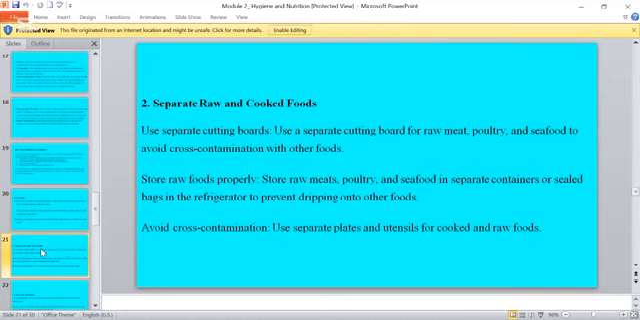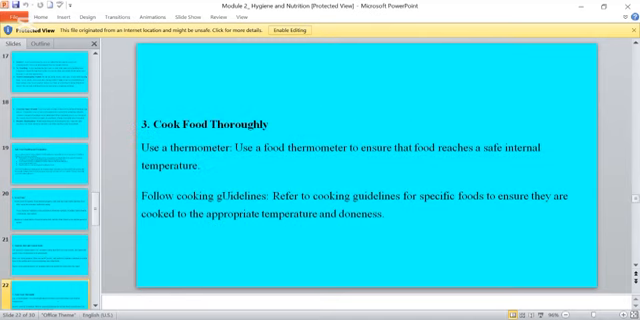You should also separate raw and cooked foods by using separate cutting boards. Use a separate cutting board for raw meat, poultry, and seafood to avoid cross-contamination with other food. Store foods properly in separate containers or sealed bags in a refrigerator to prevent dripping onto other foods. And use separate plates and utensils for cooked and raw food.